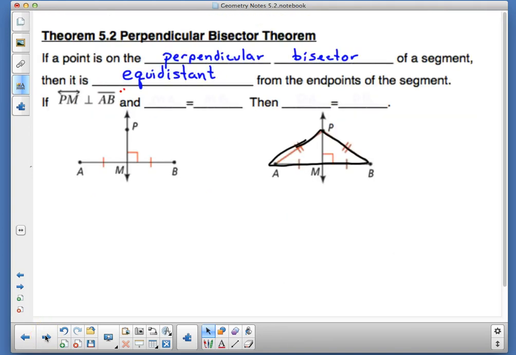Now, the perpendicular bisector theorem, theorem 5.2. Okay, as we're looking at this, if a point is on the perpendicular bisector of a segment, then it's equidistant from the endpoints of that segment. Okay, so what that means is I'm marking this up. Well, before I even mark it up, what type of triangle is that? The green thing? I just highlighted the stuff there. What type of triangle is green?